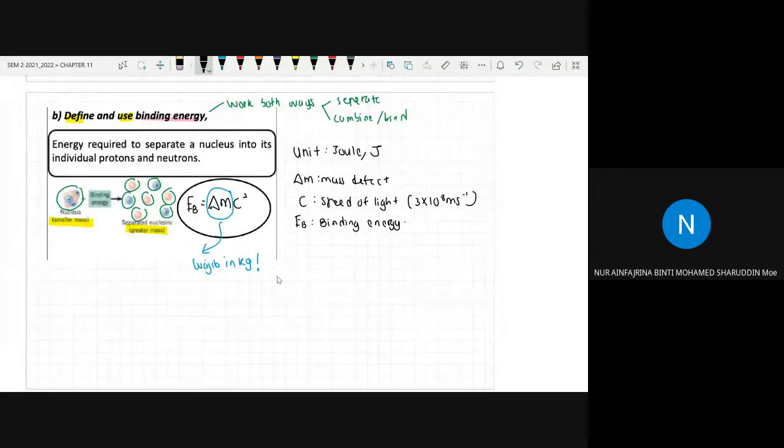I think next time Miss kena kumpul duit lah beli iPad. Be much more easier. Okay, boleh Miss proceed? Okay, so that is binding energy.